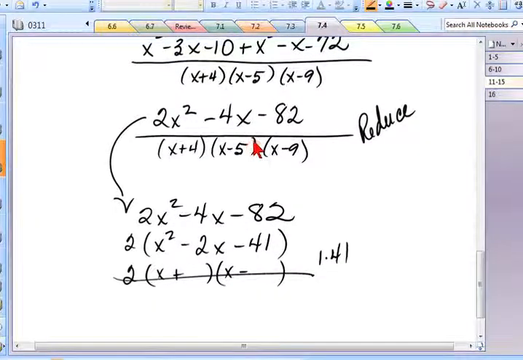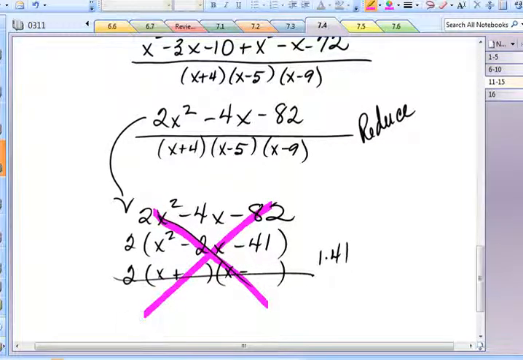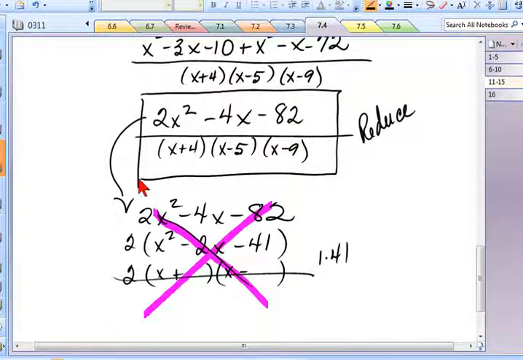reduce? Is 2 a common factor to the bottom? No. Is this trinomial in the bottom? No. So in other words, I factored a little and it didn't do me any good. So it was another one of those. This is my answer. Remember, factoring is only valuable if it gives you a common factor.